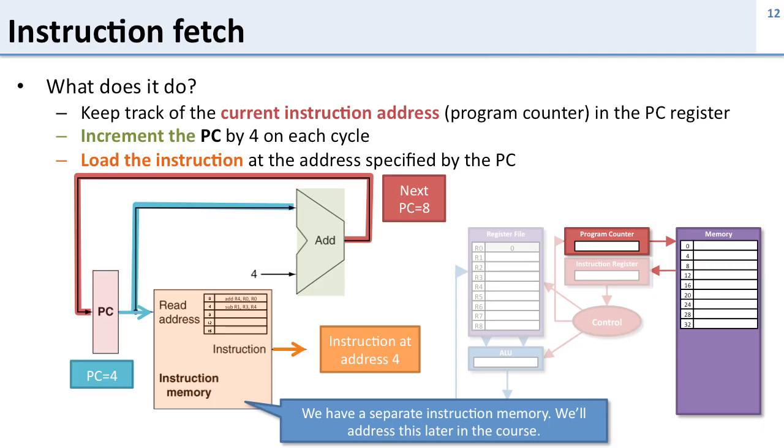So you'll note here that we have a separate instruction memory. When we talked about the ISA, we talked about how there's only one memory for instruction and data, but when we talk about designing the processor, we're going to start out with separate instruction and data memories to simplify the design. When we get into pipelining and caches, we'll talk about how you can have just one memory.